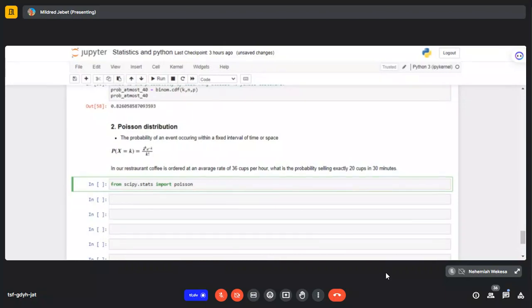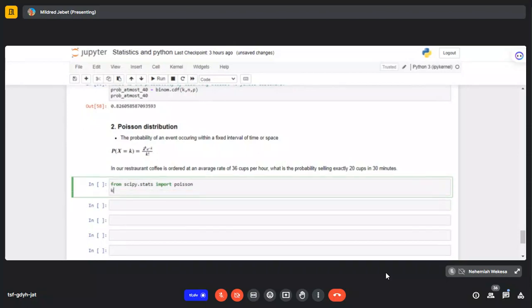So for Poisson distribution, we need to provide two variables. That's the K, what we are looking for, which is the probability of selling 20 cups. And then we also need to provide lambda. Lambda is simply the rate. So here is where the challenge is a little. We know our K is 20 cups, right?